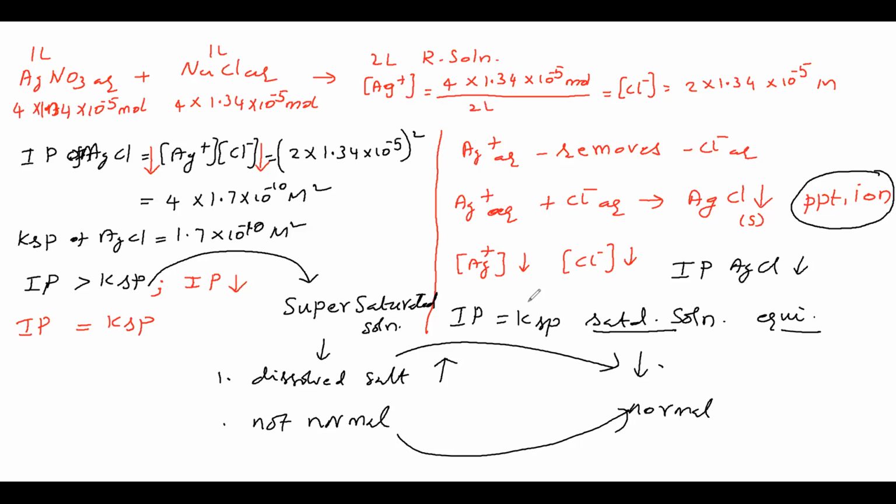Next, ionic product is equal to solubility product. At that time the resultant solution is a saturated solution, and precipitation is also not possible. Next, ionic product is greater than solubility product. At that time the resultant solution is a supersaturated solution, and precipitation is possible. So if we want precipitation, bring the ionic product greater than the solubility product, then precipitation is possible.